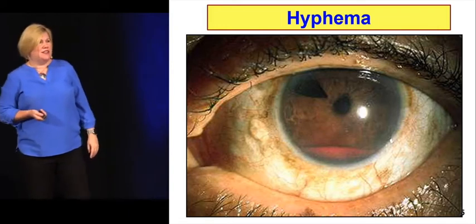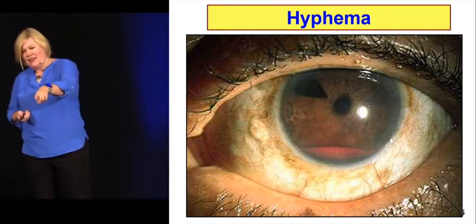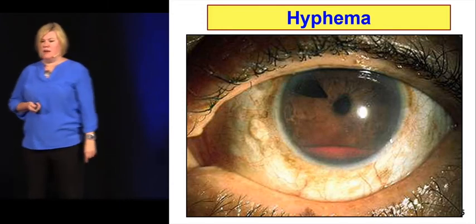So here's that little layering of red cells, there's your hyphema, and in this one you see there might be some signs of open globe too, which we'll talk about in a minute.